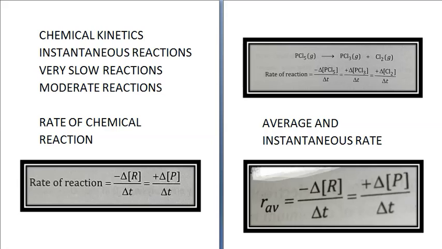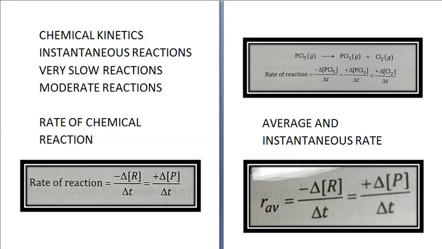Second is very slow reactions, which take a few days or months to complete. For example, rusting of iron. And the third is moderate reactions. These are reactions which have moderate speed and their rate is determined by common laboratory methods. For example, hydrolysis of esters, decomposition of H2O2, etc.